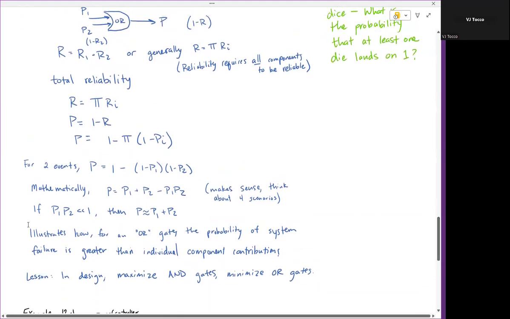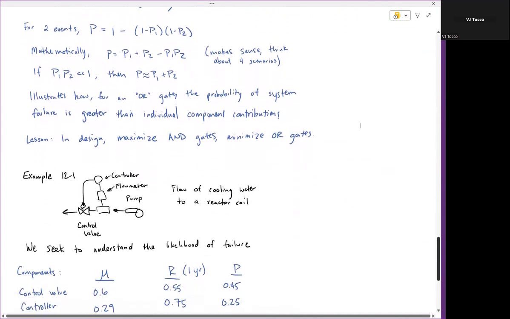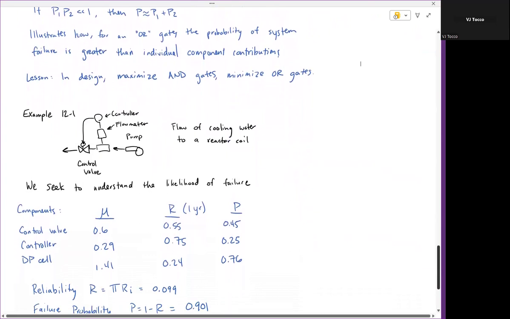And this is just a recapitulation of my key thesis lesson. So for an OR gate, the probability of system failure is greater than individual system component contributions. So again, if I'm designing a piece of equipment, you want to have AND gates and not OR gates. Let's see that principle play out with the following example.